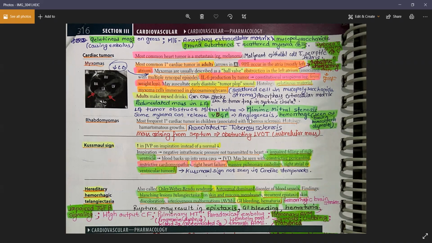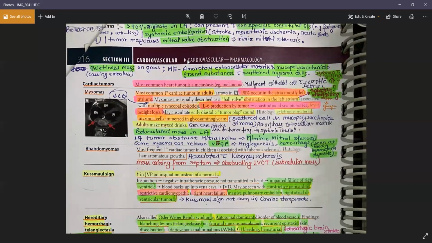Okay, first one is the myxomas, which are the most common tumor among cardiac tumors. Most common primary cardiac tumor in adults, and 90% of the time they occur in the atrium, and in the left atrium most importantly. In the left atrium, they can block the mitral valve, and as a result, it can mimic the symptoms of mitral stenosis. Very important. You will encounter a patient who has a history of mitral stenosis, but actually has a myxoma, not mitral stenosis.